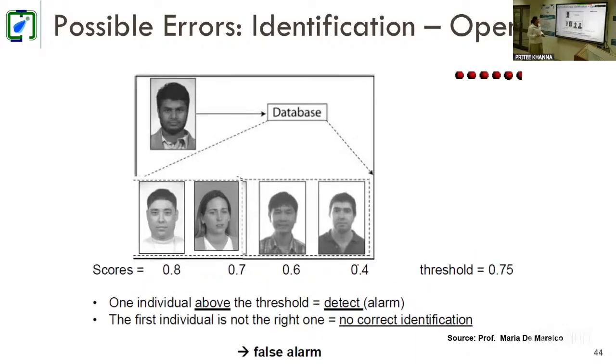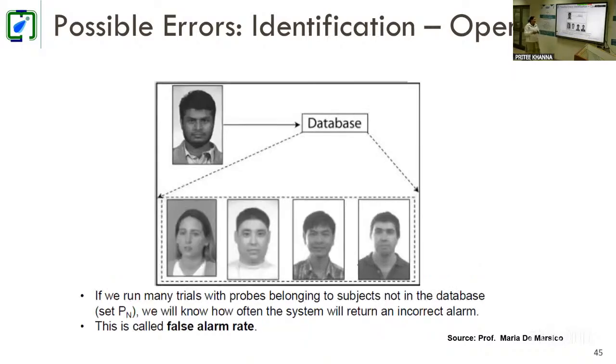Now here you can see again the threshold is 0.75. One person is above threshold, so you will get an alarm: yes, we have identified someone. But that is not the case, right? So you can see that this is a false alarm. You are thinking it is crossing the threshold, but he is not the desired person. Now if you run many trials with probes belonging to subjects which are not in the database, then you will come to know about the false alarm rate. Means the people are not there, and how many times you are getting a score more than the threshold. That is how many times you are getting false alarms, so you get that rate.